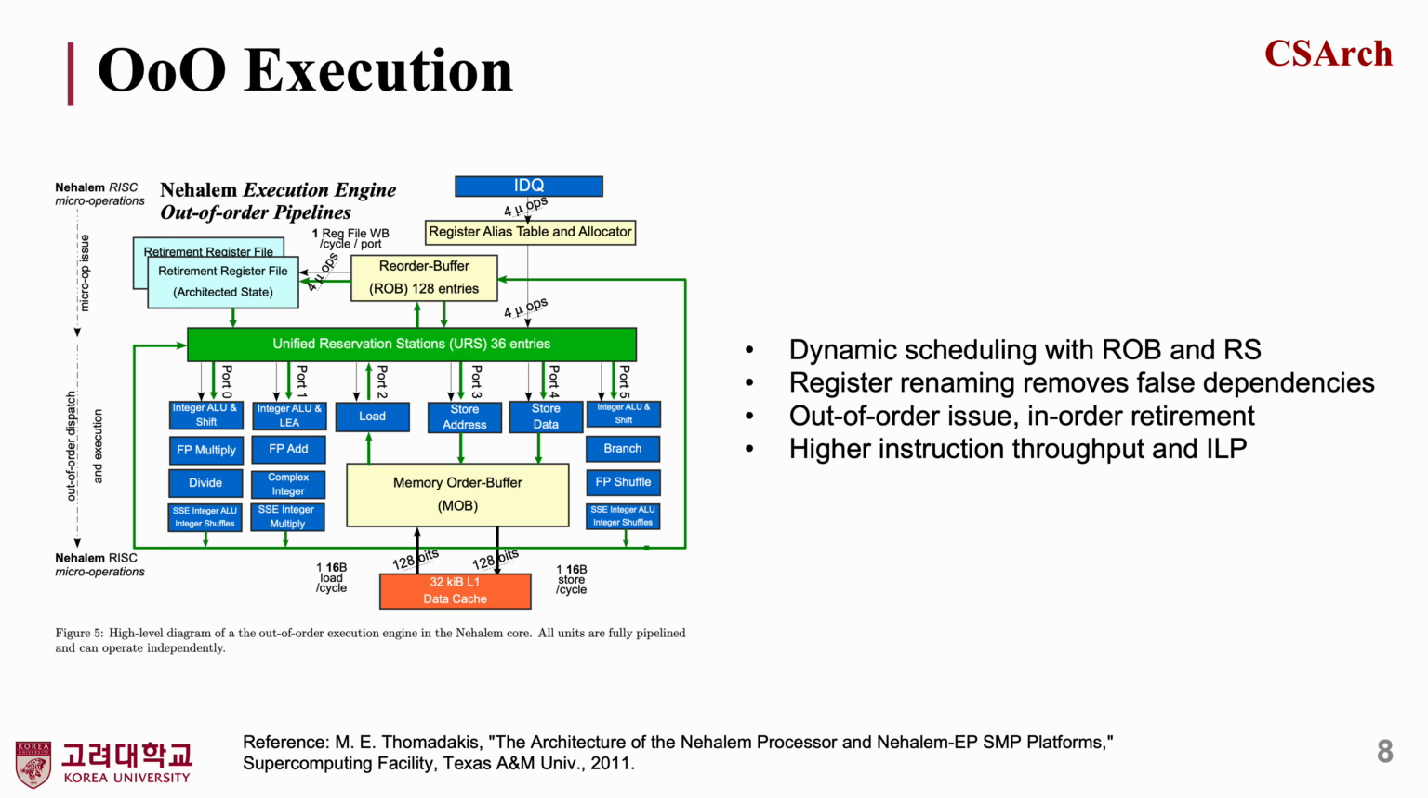Here, ready instructions can be issued to the execution units as soon as their operands are available, rather than waiting for previous instructions to finish. This allows multiple independent operations to overlap, significantly boosting instruction level parallelism. Finally, results are retired in order to maintain precise exceptions. In short, out-of-order execution is the mechanism that turns Nehalem into a high-throughput engine.